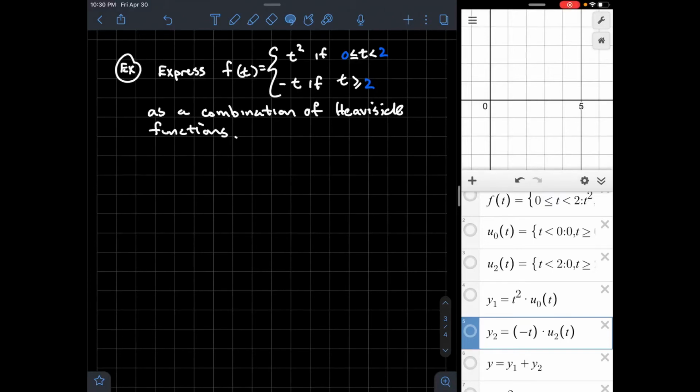Got another example about taking a piecewise function and expressing it as a combination of Heaviside functions. In this example, I've got non-constant pieces. You should watch the video that I made on what if you have a couple constant pieces and how to split it up that way. Same kind of business here. This function f is t squared if t is between 0 and 2, and it's negative t if t is greater than or equal to 2. And we're supposed to express this as some combination of these step functions that are Heaviside functions.